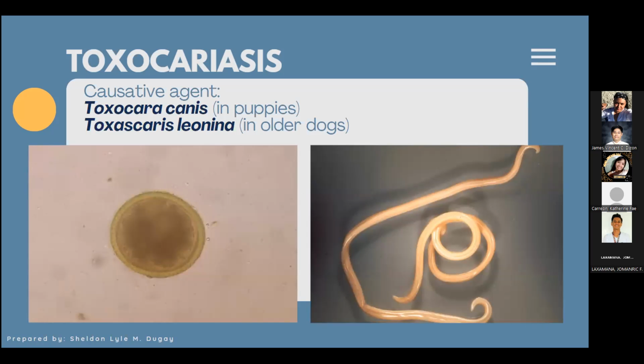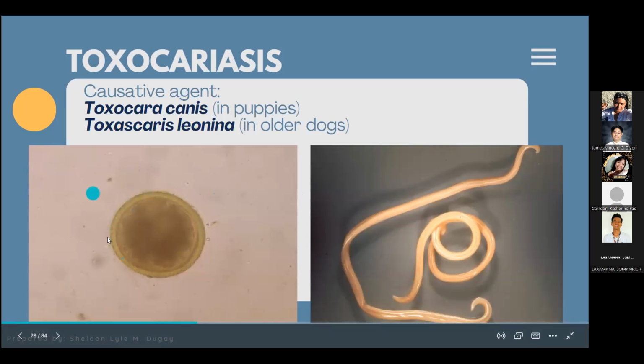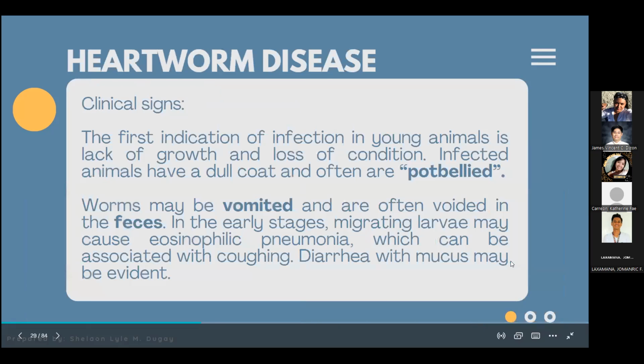Tapos in older dogs, iba yung nagko-cause. Or pwede din mag-cause yung canis, pero pinaka-common na nagko-cause sa mga older dogs is Toxascaris leonina. So, ito yung eggs, makikita yan sa feces, and then ito yung adult na worm, roundworm.